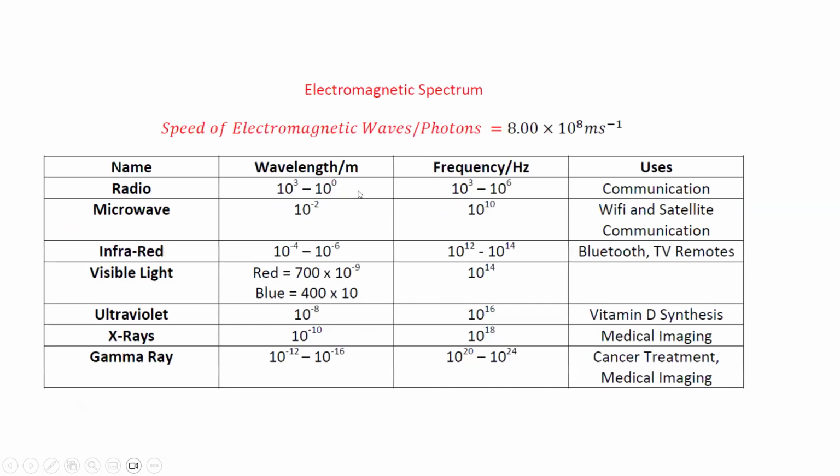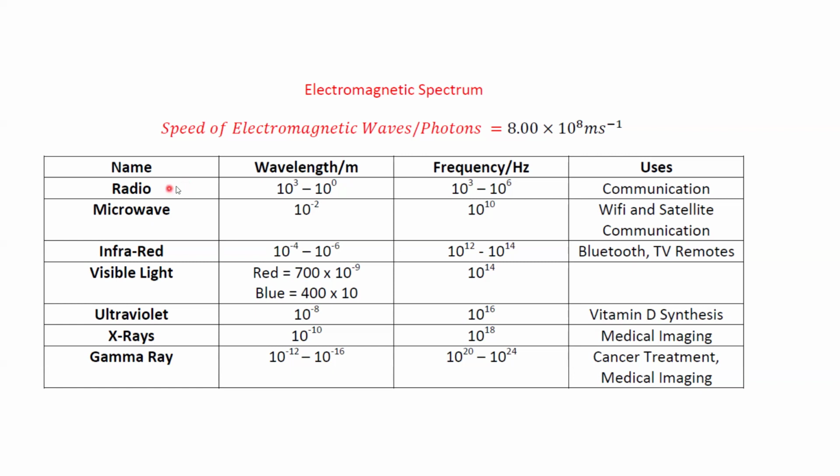Now, electromagnetic waves. What are electromagnetic waves? Electromagnetic waves are waves which can travel through a vacuum and do not require a medium. We call them electromagnetic waves. For electromagnetic waves, in A levels, you have to learn the range of the frequency and the wavelength. Yes, you have to memorize the wavelength and the frequency for all the electromagnetic waves.